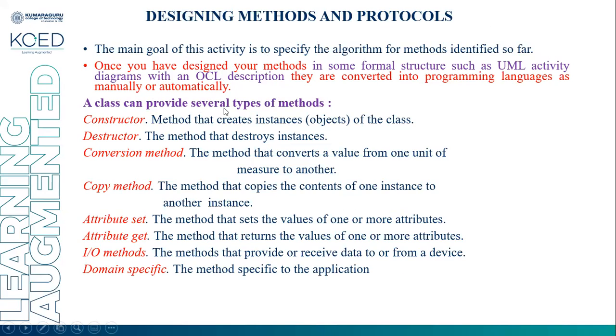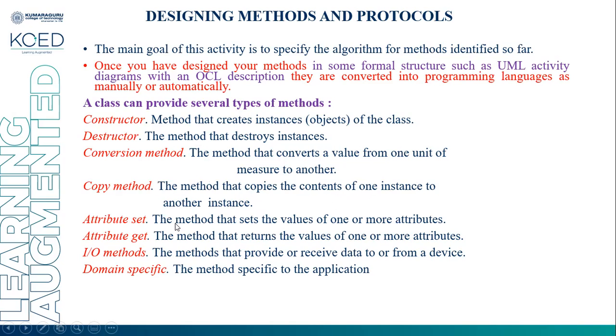A class can provide several types of methods. One is the constructor, a method that creates the instances of the class. Destructor: the method destroys the instances. Conversion method: the method converts a value from one unit of measure to another. Copy method: the method that copies the content of one instance to another instance.